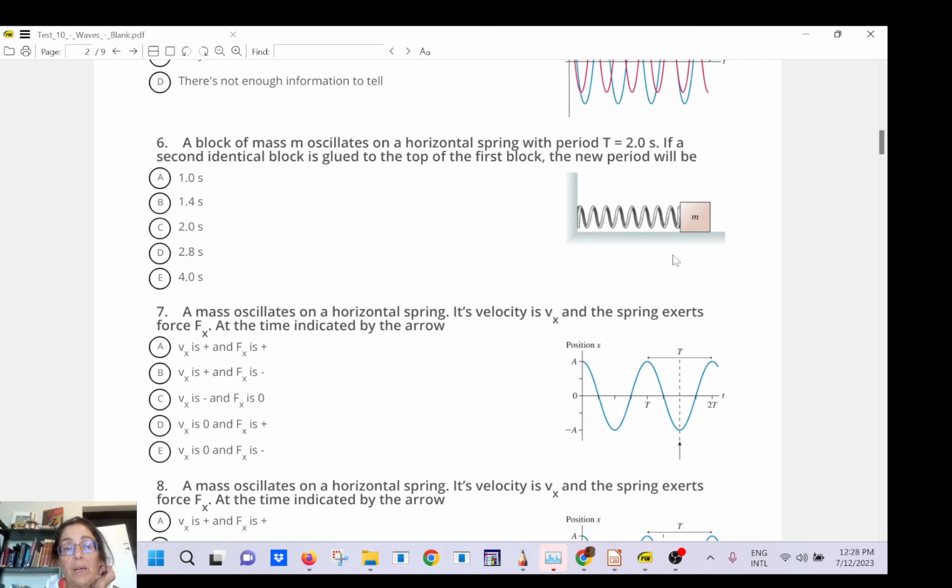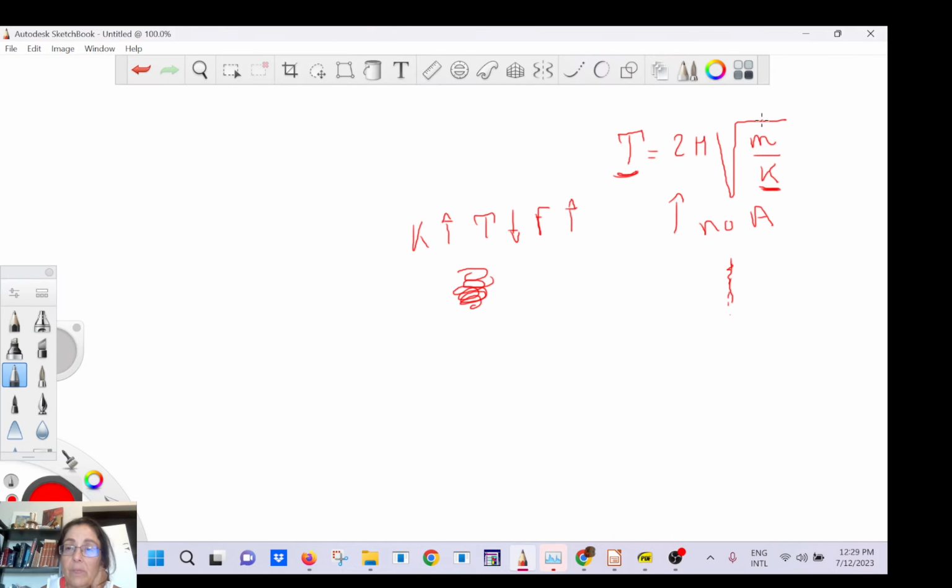So you multiply the mass by 2. Okay, so you see here the mass is multiplied by 2. So the new period will be 2 pi, and here the mass is multiplied by 2.